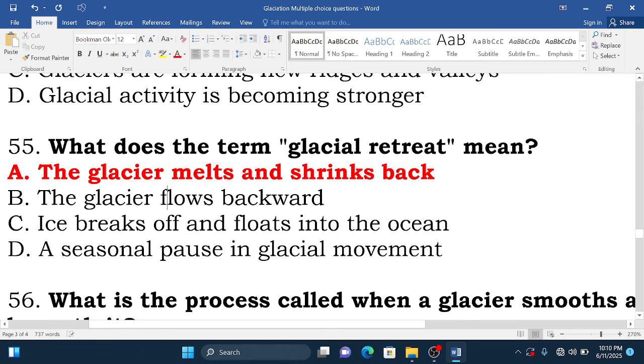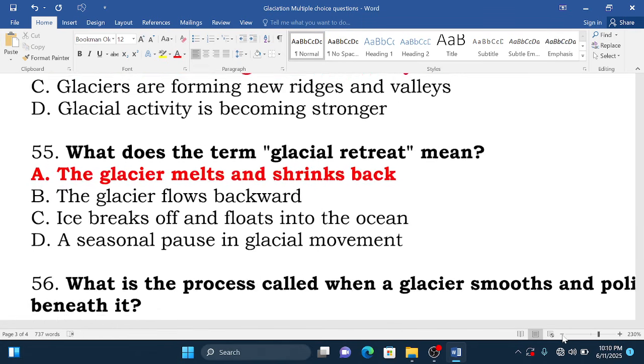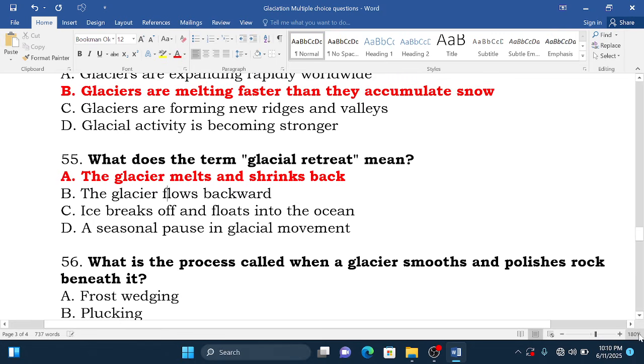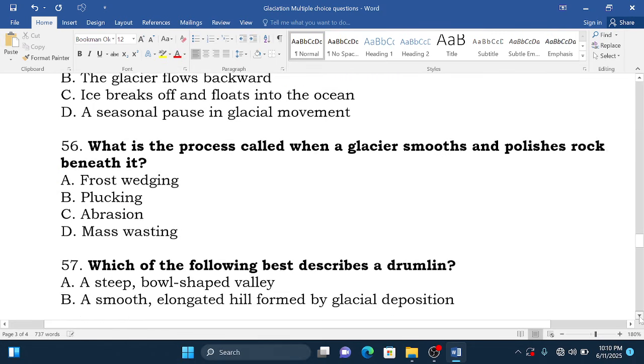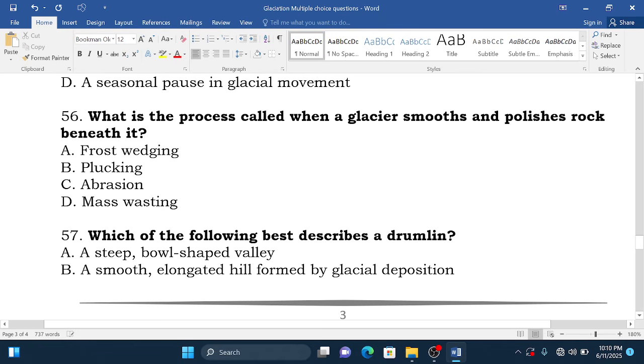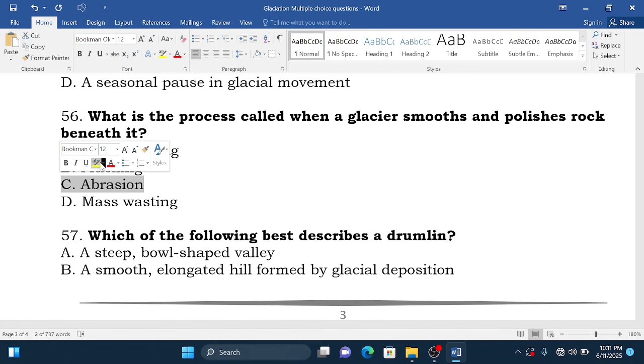We reach question number 56. The question is asking, what is the process called when a glacier smooths and polishes rocks beneath it? A, frost wedging. B, plucking. C, abrasion. D, mass wasting. The correct answer is C, because abrasion takes place when a glacier smooths and polishes rock beneath it.